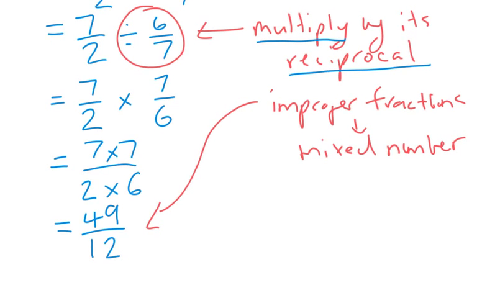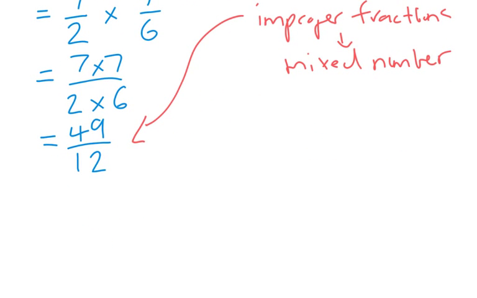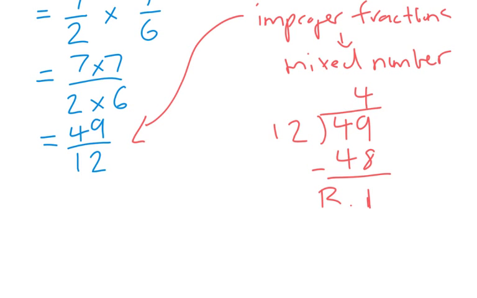Let's just make some space. What you're going to do is you're going to take 49 and you're going to divide it by 12. Now 12 goes into 49 4 times. So 4 times 12 happens to be 48. You're going to go ahead and find the difference, which is 1. And that means we have a remainder of 1.